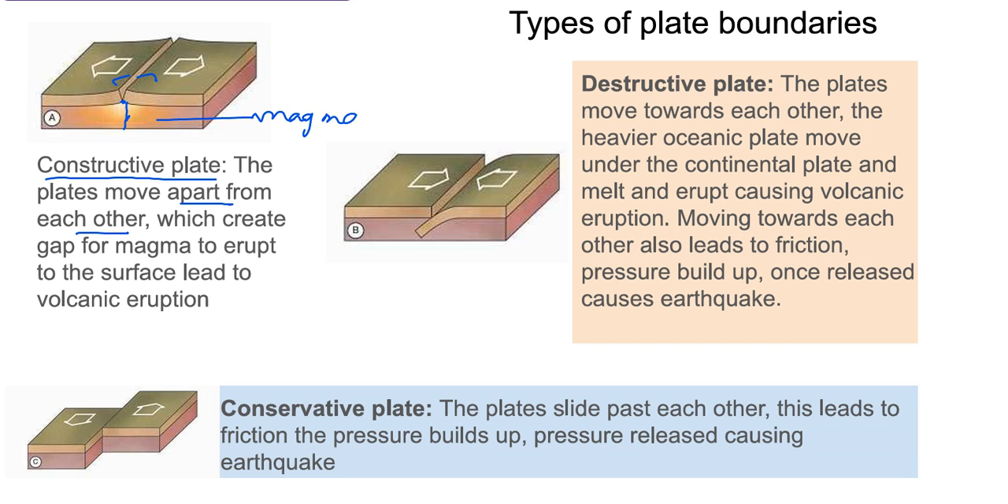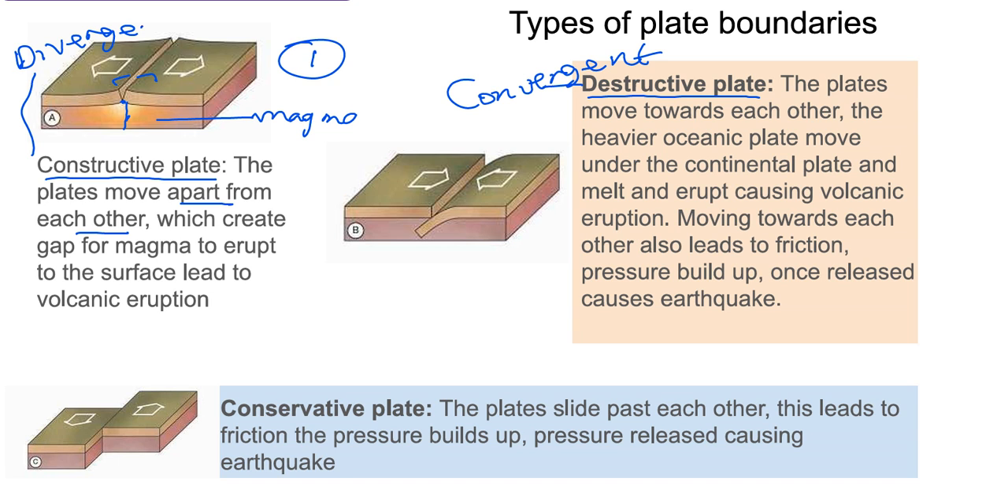Now, that's 1. 2, the destructive plate boundary. Another name for destructive plate boundary is what we call the convergent. While for constructive, we also call it the divergent, because it's divergent. Now, at a convergent or destructive plate boundary, you find out that the plates are moving towards each other based on the arrows there.